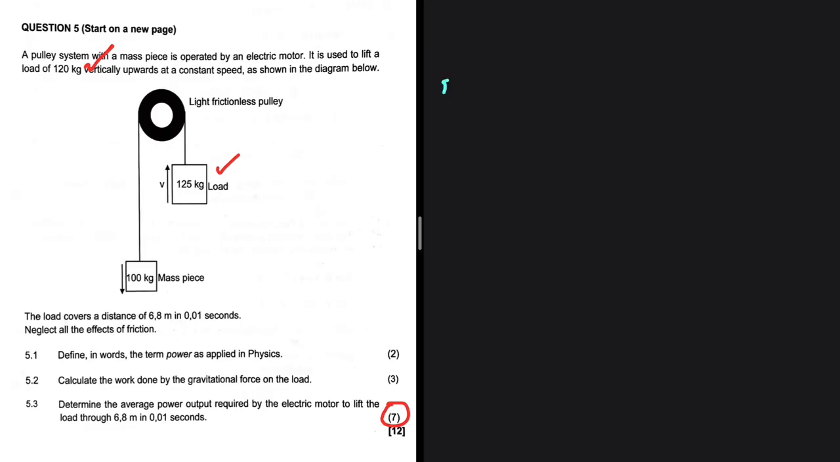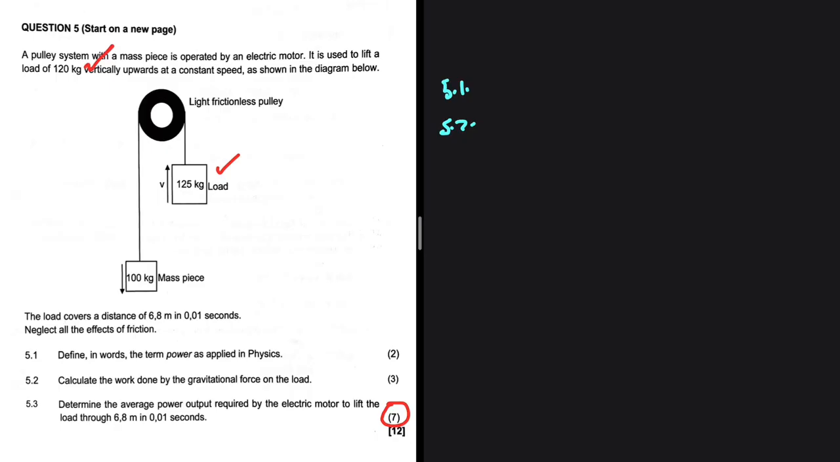The first question, 5.1, defining the term power as applied in physics. That is the rate at which work is done. Power is the rate at which work is done. Let's move to 5.2. Calculate the work done by the gravitational force on the load.